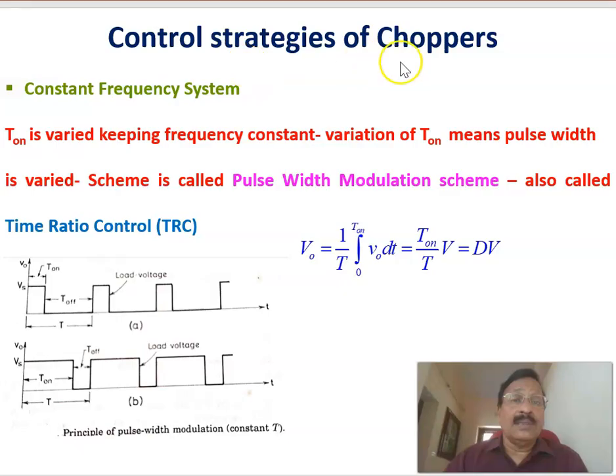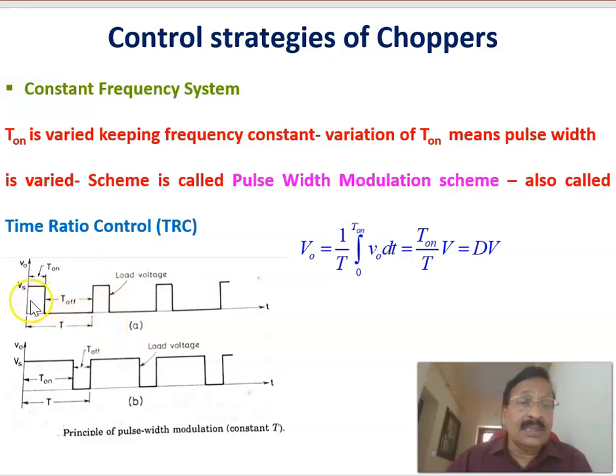Now coming to the first control strategy, the constant frequency system. Constant frequency system means we are keeping the time period constant. Therefore, T on is varied, keeping the frequency constant. As per this equation, T on divided by T into the input voltage V is equal to the average output voltage. Therefore, you keep T constant and vary T on, and variation of T on means the pulse width is varying. For example, here the period T is constant, but the pulse width is varying.